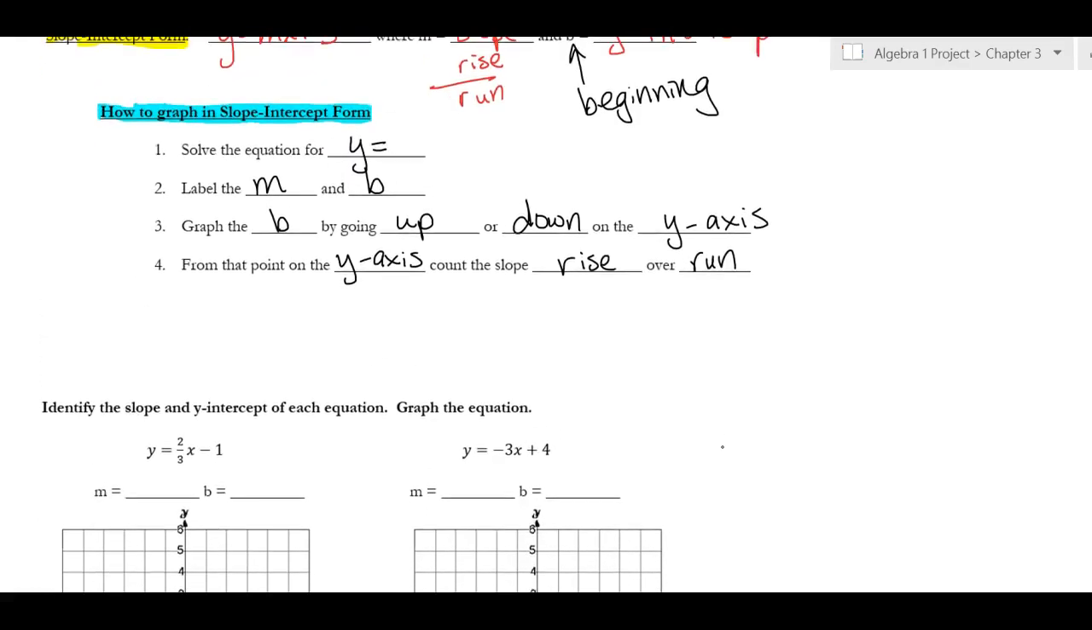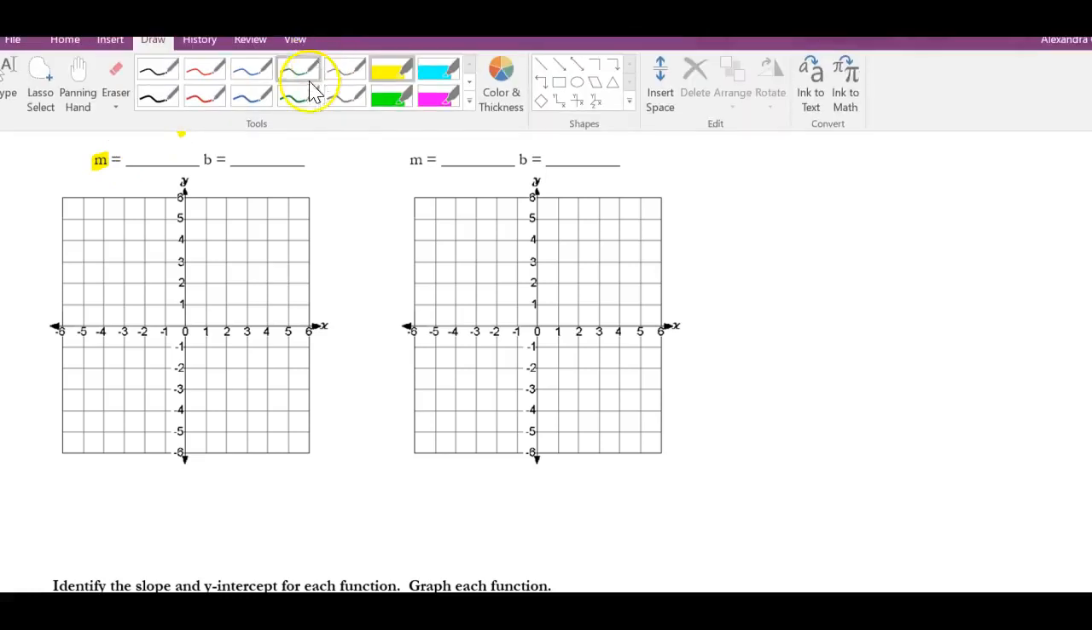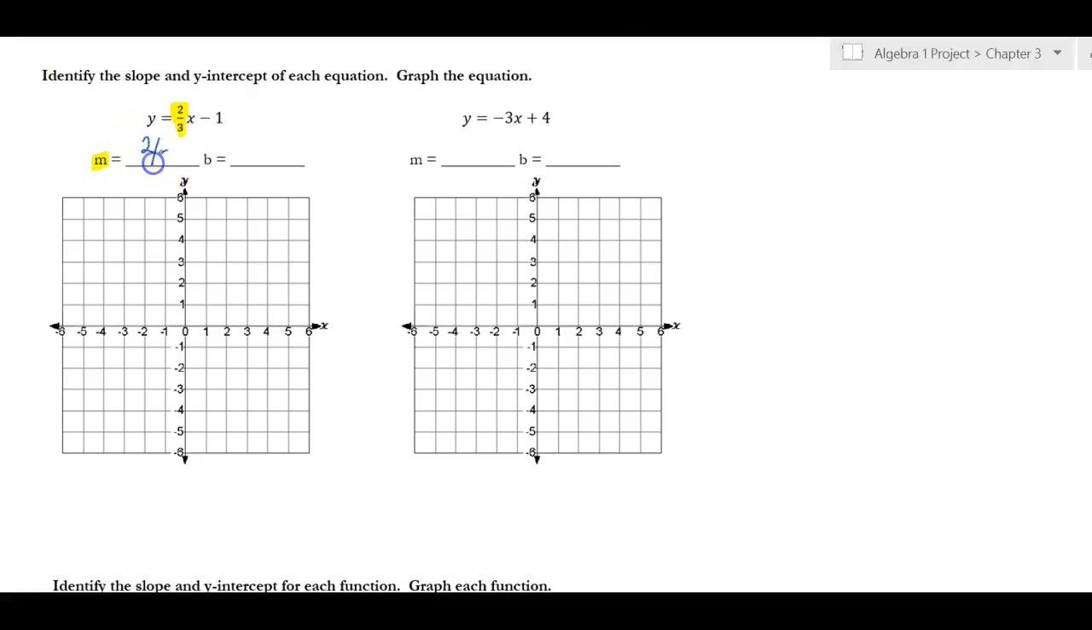So the first couple problems I'm going to give you, it's already solved for y, so we don't have to do that step. We do have to identify. For this one, my m value is 2/3. M is not the x attached to it, it's just the number. So m is 2/3, and my b is this number out here, which is -1.